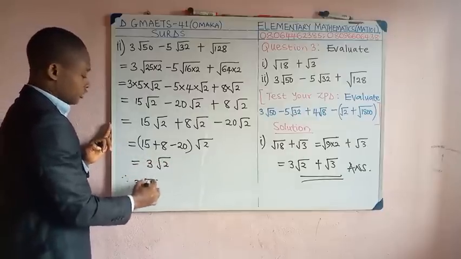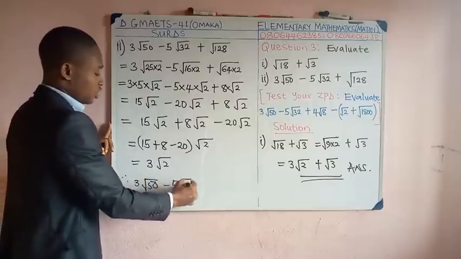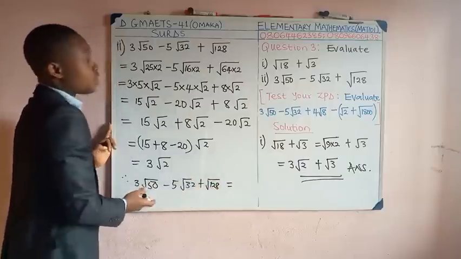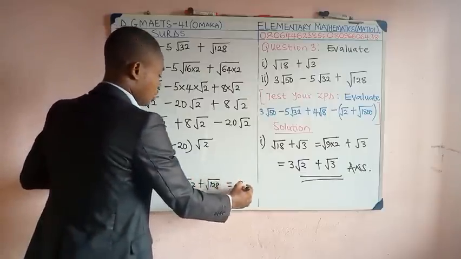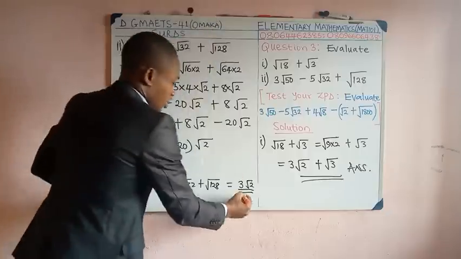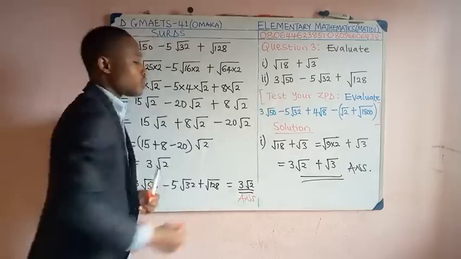Therefore, 3 root 50 minus 5 root 32 plus root 128. Do you see that no matter how these numbers look, the final result is simply 3 root 2. And this is our answer. This is the solution to the second part of the question.